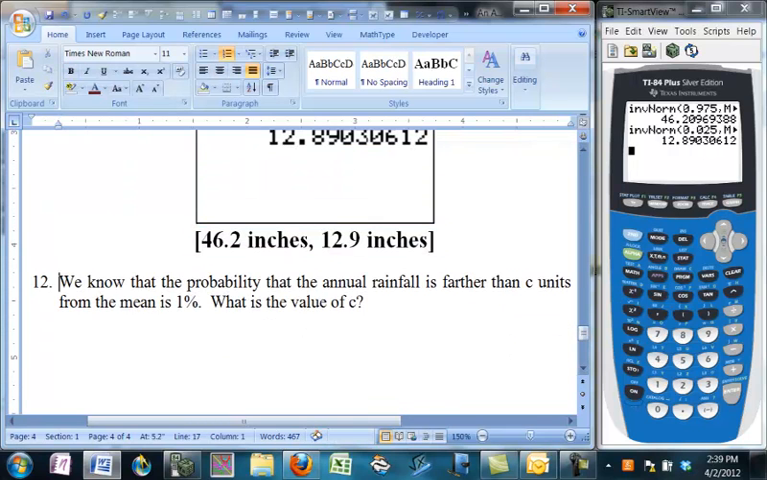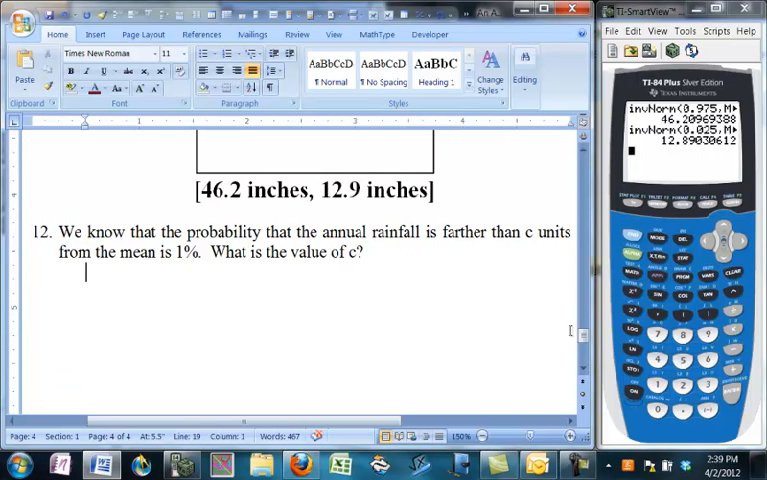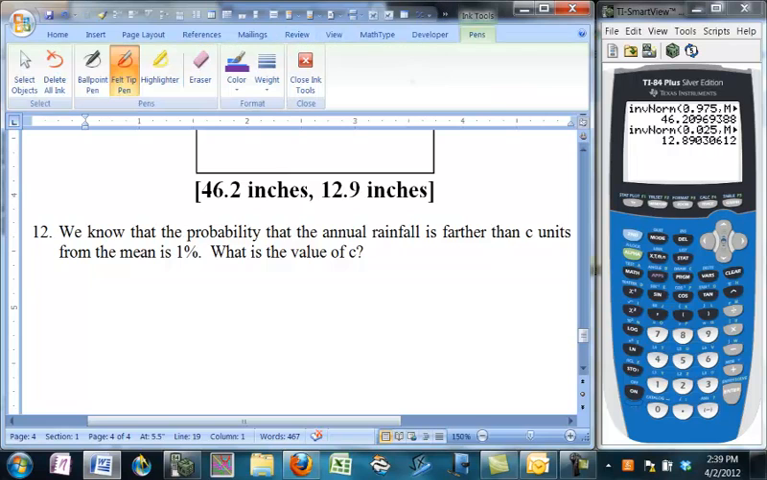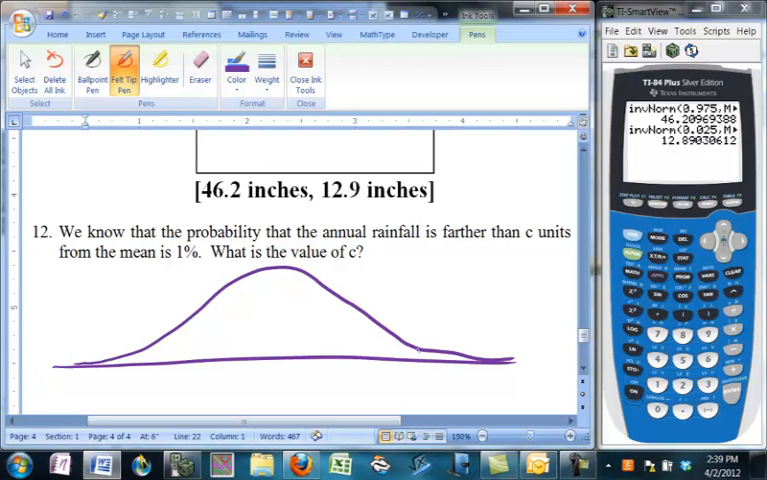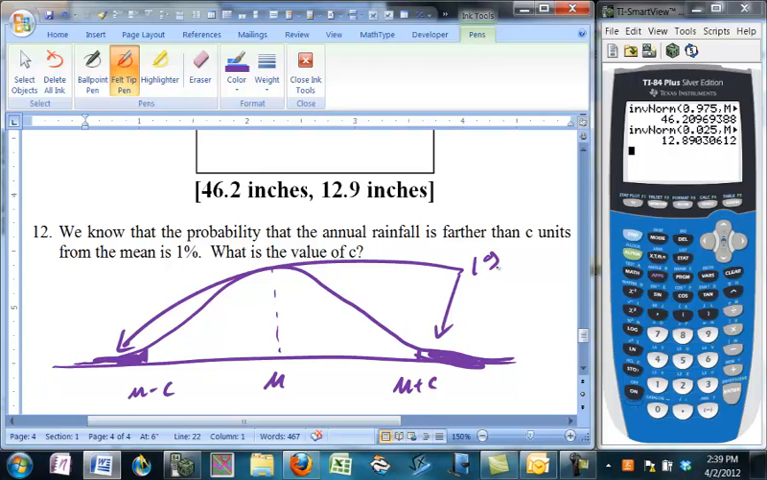Okay, maybe I've got one more. We know that the probability that the annual rainfall is farther than C units from the mean is 1%. What's the value of C? Again, it's pretty useful to at least get a rough sketch, even though this may not be a real accurate looking picture. If the mean is here, we have mean plus some value, mean minus some value, and this part that's far out here together is 1% or 0.01. That means you have half of that, half a percent, or 0.005 here, and 0.005 probability or area there.